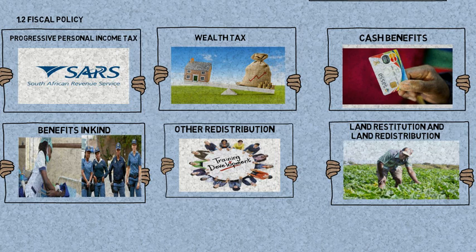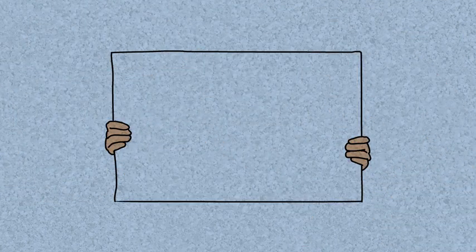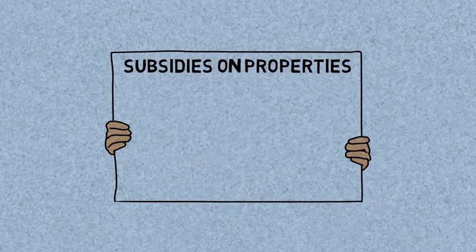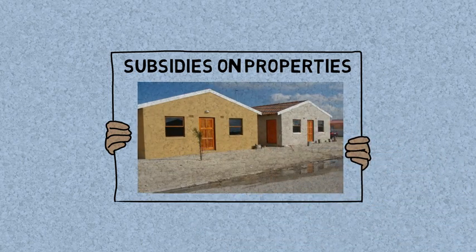Now, the money for these programs is going to be provided in the main budget. Your last instrument under fiscal policy is going to be subsidies on properties. This is usually going to help people to acquire ownership of fixed residential properties. For example, this is where government is going to give housing subsidy schemes, especially to those people that earn an income of less than 3,500 per month.